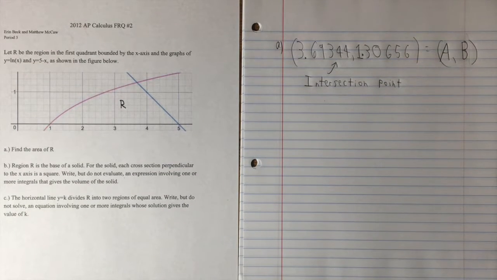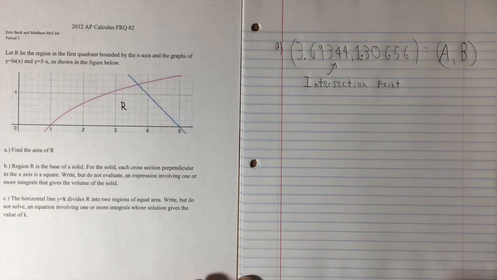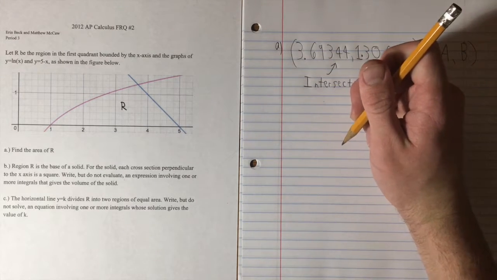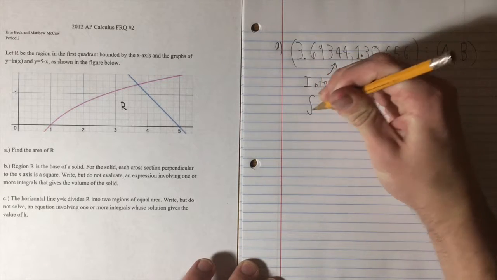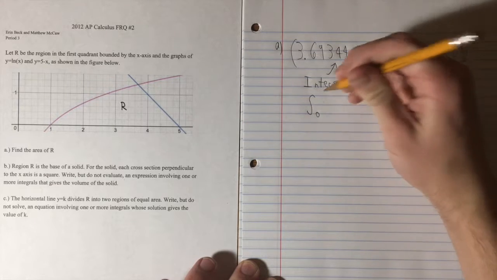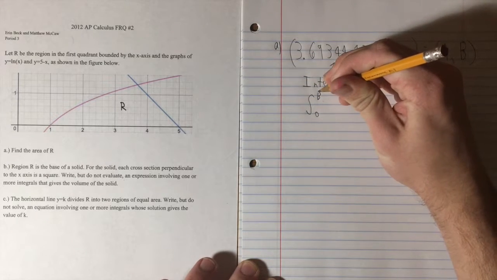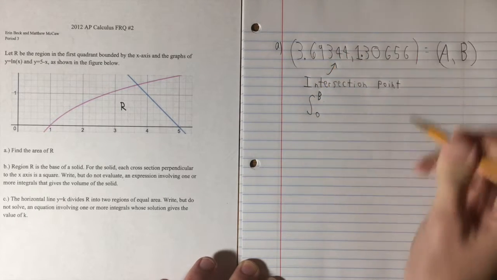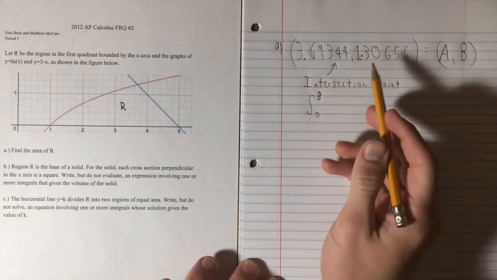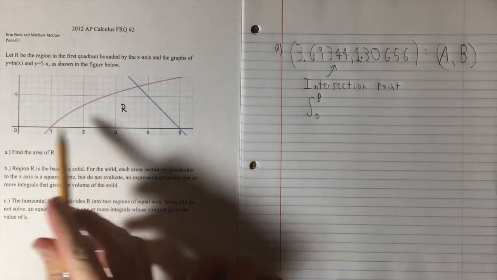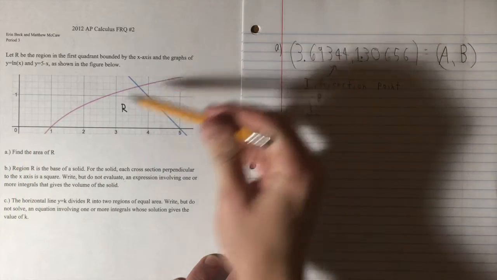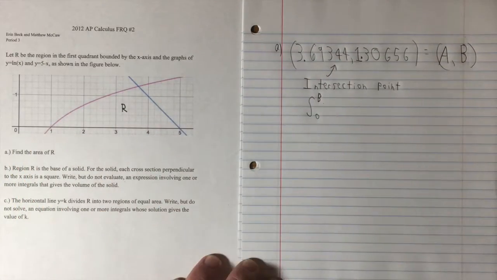Alright, so now that we have this point written down, we can finally solve for the area of R. There are two ways to do this, but for time's sake, I'm just going to show you one way. We're going to start off with the integral from 0 to the y value of that point, so from 0 to b, which you can see there as 1.30656. By doing this, it's like we're taking the area from the bottom of the y-axis and going up, so we only need one integral for this.